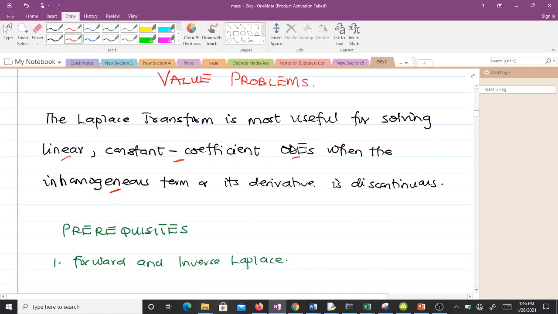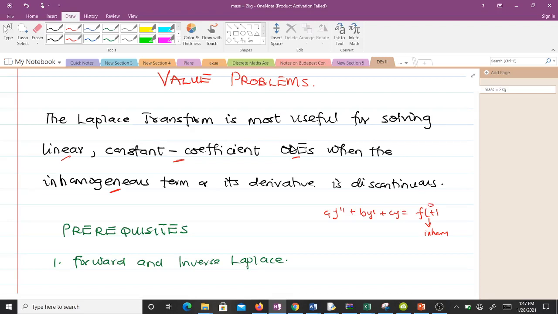So when you have a differential equation, let's say y'' plus a y' plus b y' plus, maybe let's say, c y equals f of t. This here becomes the inhomogeneous term. If this is equal to 0, then our differential equation is homogeneous. If not, we have the non-homogeneous or inhomogeneous term.